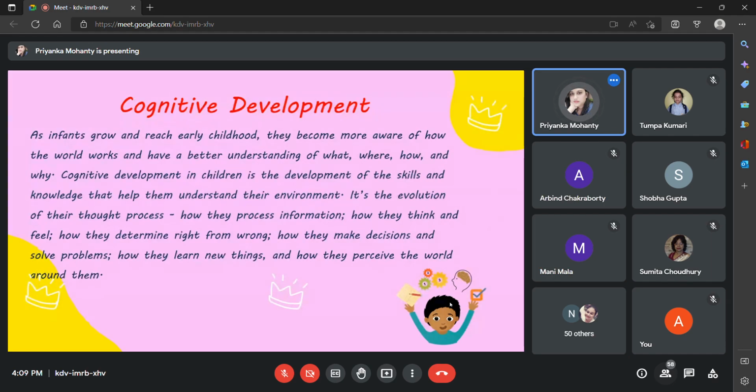It's the evolution of their thought process: how they process information, how they think and feel, how they determine right from wrong, how they make decisions and solve problems, how they learn new things, and how they perceive the world around them. Example: talking with your baby and naming commonly used objects, singing and reading to your baby, and exposing your toddlers to books and puzzles.